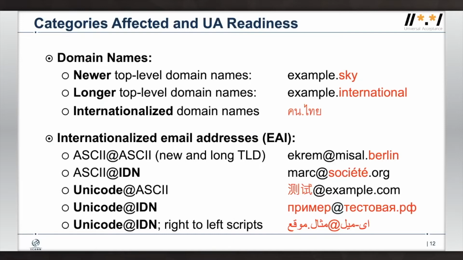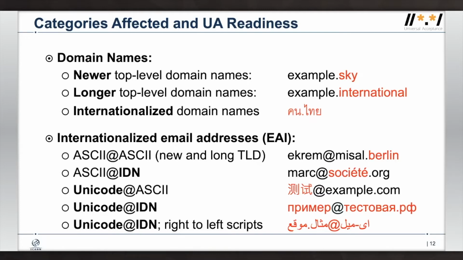Since the new gTLD round for top-level domains in 2012, and also the IDN ccTLD Fast Track process, which was instituted by ICANN and its community in 2009, as I shared, it is now possible to have many more new top-level domains. There are newer top-level domains also in ASCII space. So you can have something like .sky in addition to .com or .org or .net, which are the more traditional ones. It is also possible to have longer domain names.